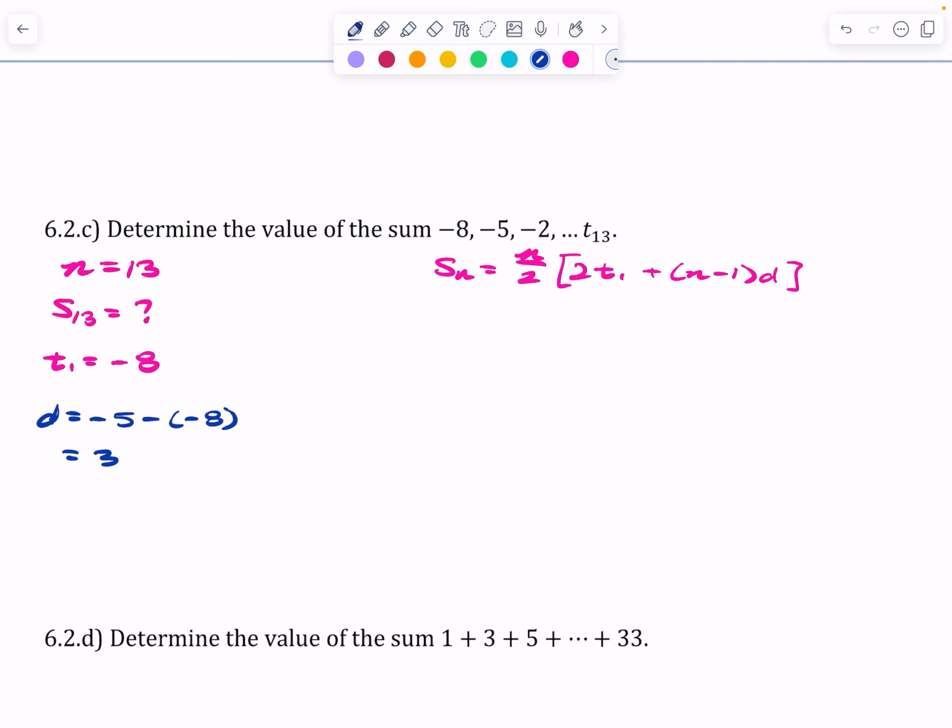And just subbing stuff in. Oops, I did it again. I wrote Sn. We're specifically after S13. And that is going to give us 13 over 2 times 2t1. T1 was negative 8.